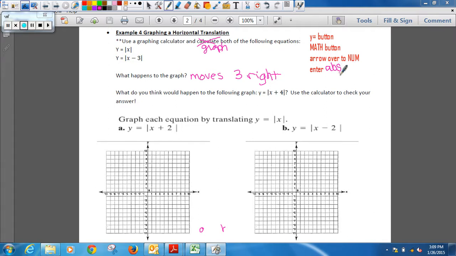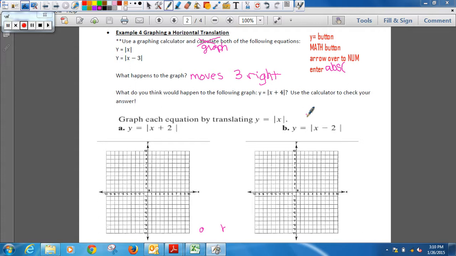So if you look at that, we're going to go to the y equals button, and we're going to hit the math button, which is underneath the green alpha button. You arrow over to number. ABS is 1, so that's why you just hit enter. And it shows up as ABS parentheses. Whatever is in the parentheses is inside the absolute value sign.